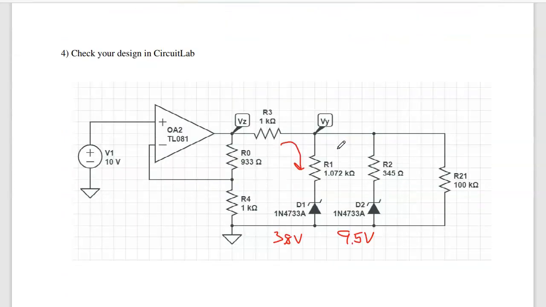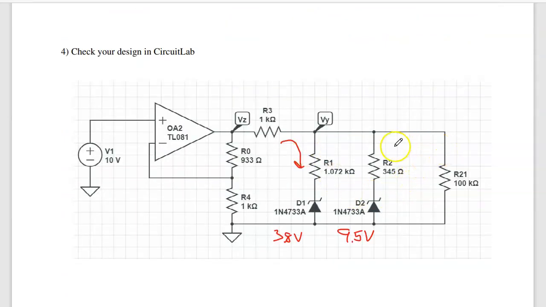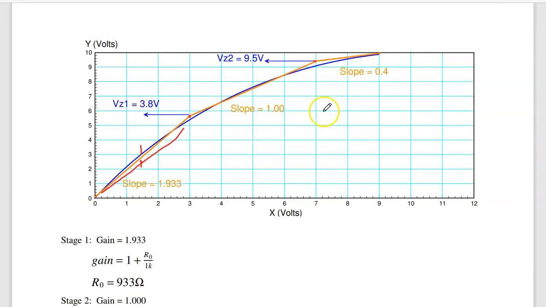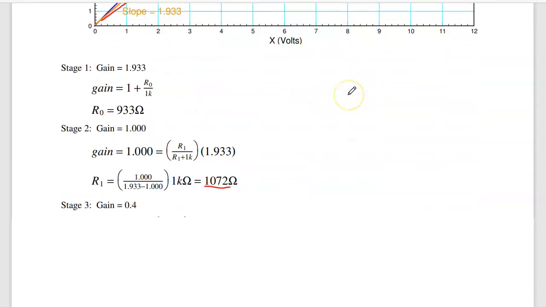When the second zener turns on, and here think Thevenin, looking left, I see a Thevenin resistance. For Thevenin resistances, ignore the voltage sources. I see these two resistors in parallel and a voltage divider. That voltage division times the gain gives you your slope. And the slope should be 0.4.